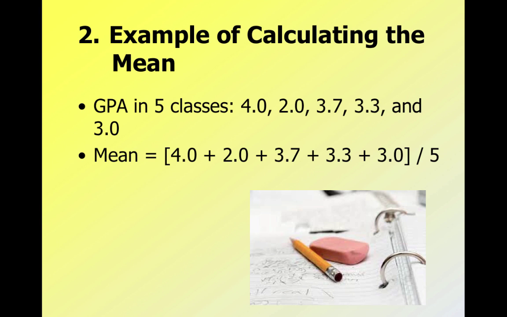So now that we've set up our equation, simply work through it. 16 divided by 5 gives you a 3.2 GPA for your overall semester of 5 classes.